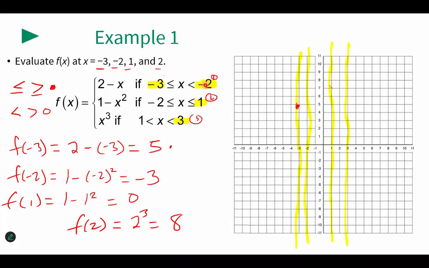Someone said it? 4, right? 2 minus negative 2 is 4. So I know that when I go to negative 2, I'm going to go to 4, and it's an open circle. And I can piece that together, and that's my first piece of my inequality. Not my inequality, of my piecewise.